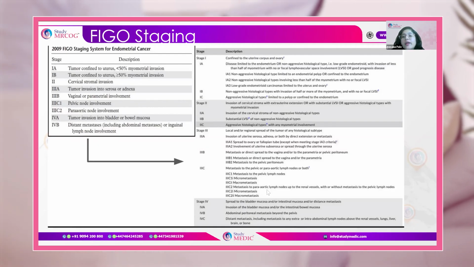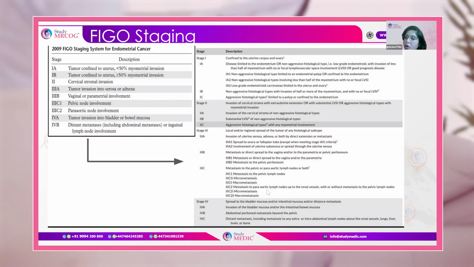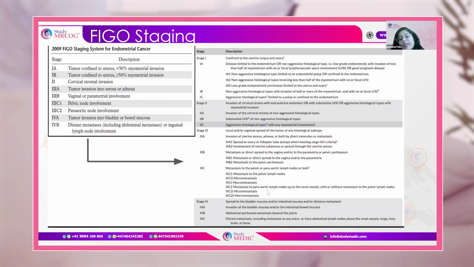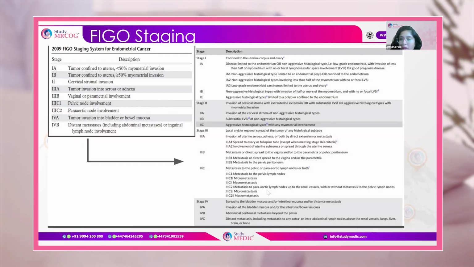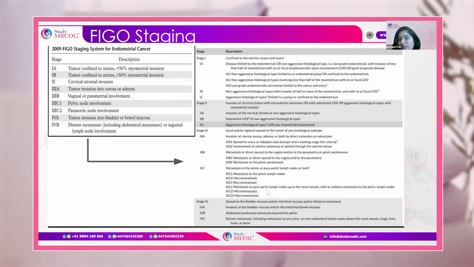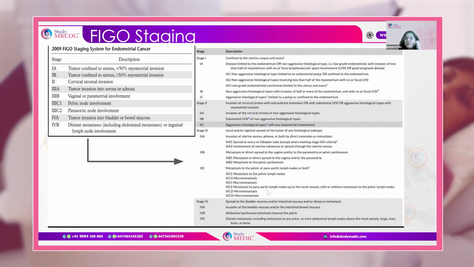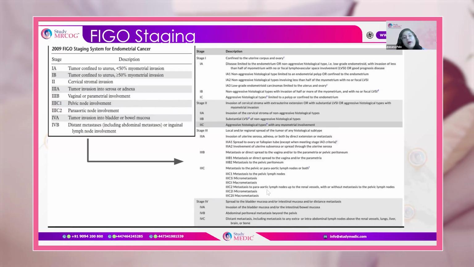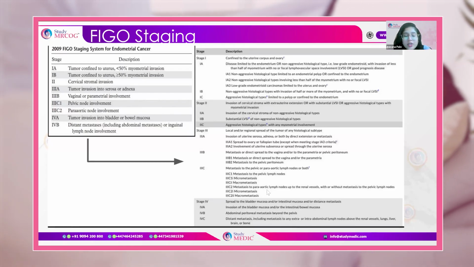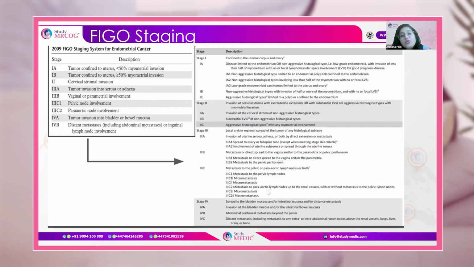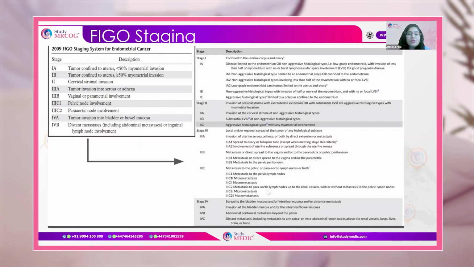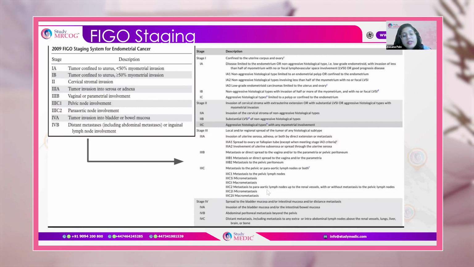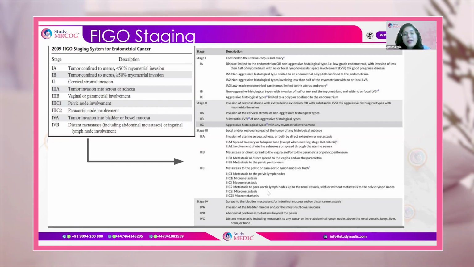1A1 means it is limited only to the endometrium or to an endometrial polyp. 1A2 is involving less than half of the myometrium with no or focal LVSI. So remember, there is no LVSI and it is all non-aggressive variety. 1A3 is low-grade endometrioid carcinoma, which is limited to the uterus and the ovary. So these are the synchronous varieties, which are actually included in 1A3.